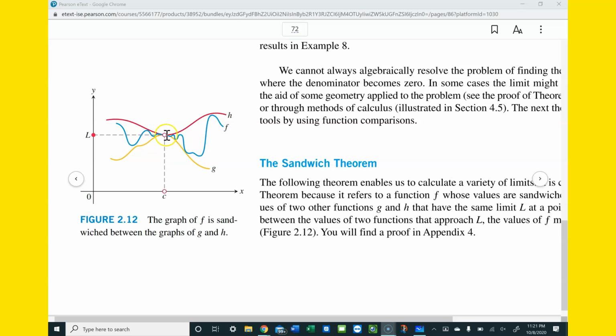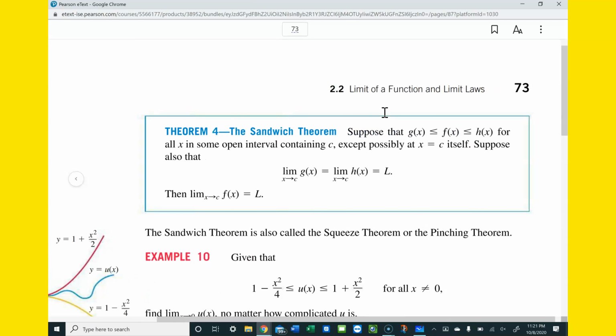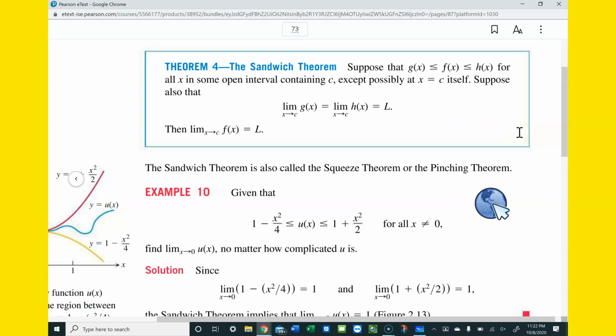The stipulation is that h and g both have to have the same limiting value as x approaches c. If that is the case, then f also has to have that same limiting value L as x approaches c. That's kind of a complicated thing to think about, but the actual problems you'll have to do with that won't be too terrible. In fact, this whole section has some complicated stuff being said, but the actual practice of it is not that complicated. So here's the Sandwich Theorem written formally.